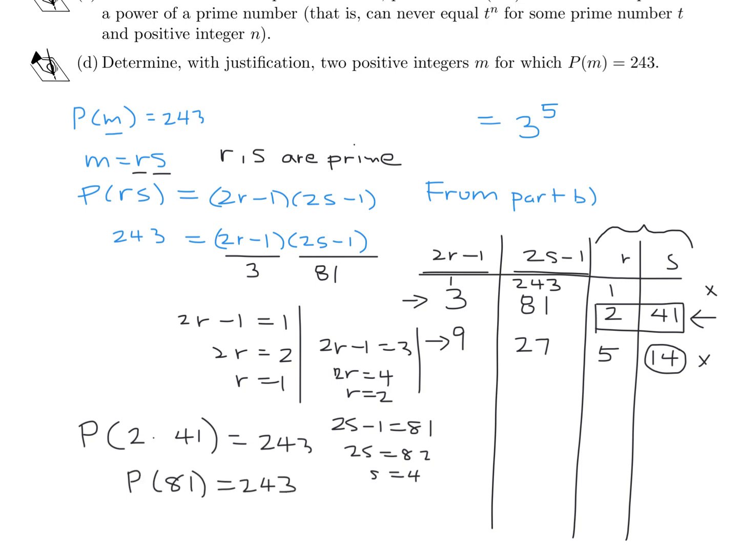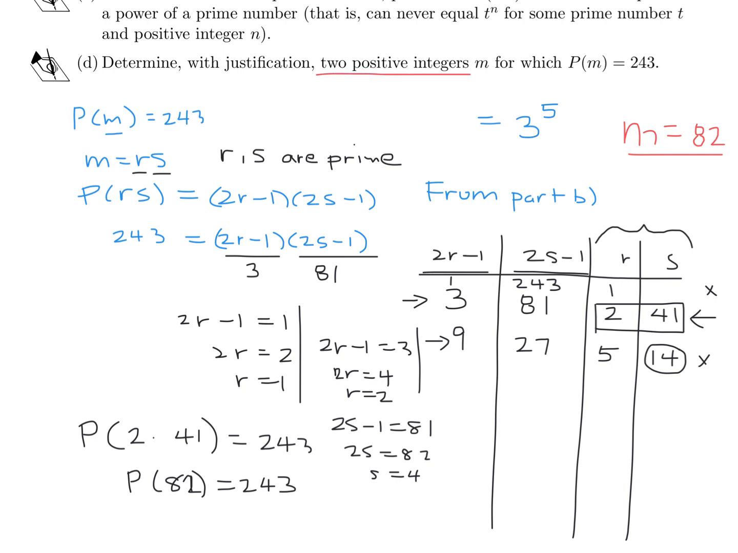So my first value of M is 82, right? Oh, sorry. Yeah, this should be 82. Sorry about that. My math. 2 times 41 is 82. I gotta make sure I get that right. So our first value is 82. And they want 2 possible. Okay, so there's obviously one more.